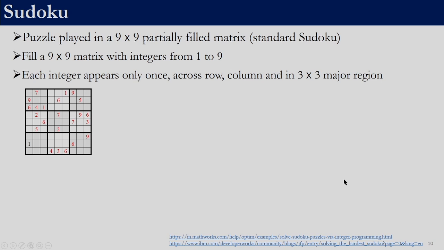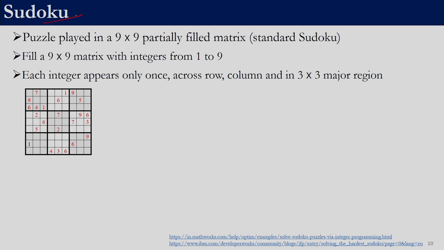So feasibility problems are a subset of optimization problems. If we solve an optimization problem, the solution that we get will be feasible, right? But the reverse is not true. The solution of a feasibility problem will be feasible for an optimization problem, but it need not be the best solution. Another classical feasibility problem is the Sudoku problem.